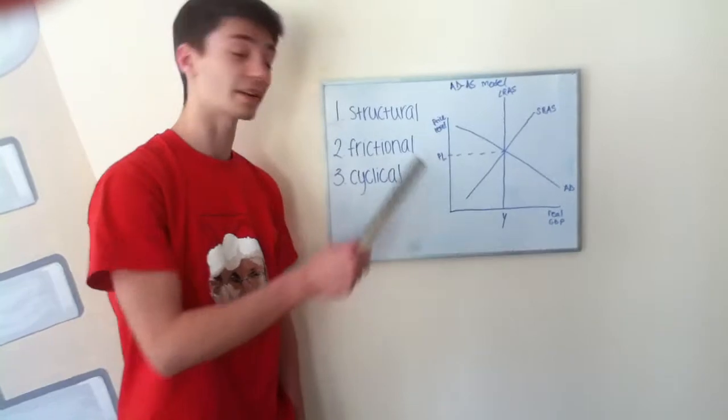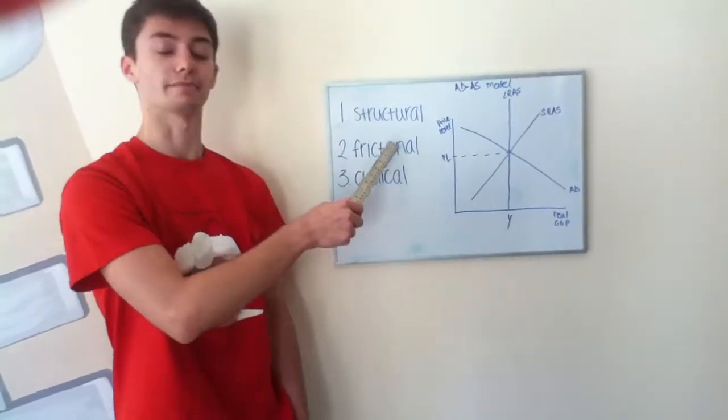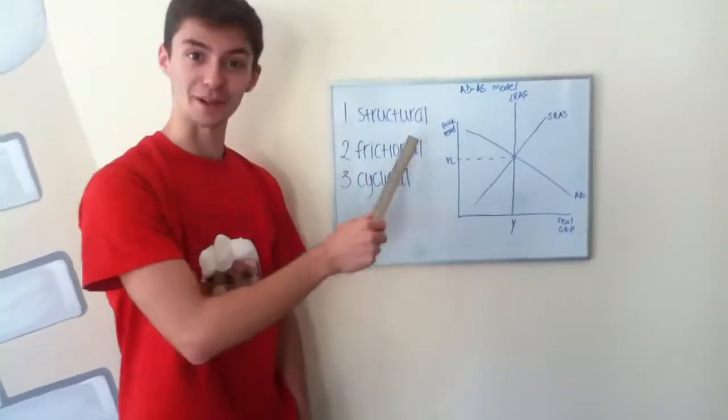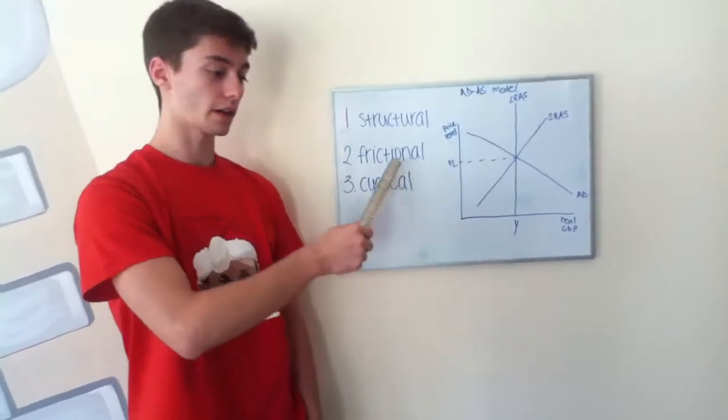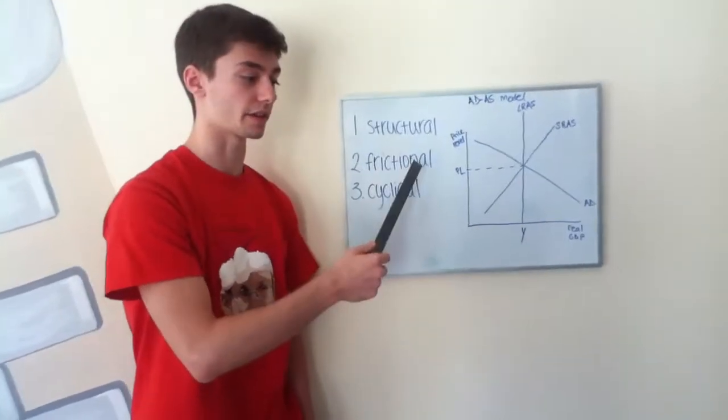I will be explaining 3 different unemployments. The first unemployment would be structural. This is where the worker skills do not fit the requirements for the job.